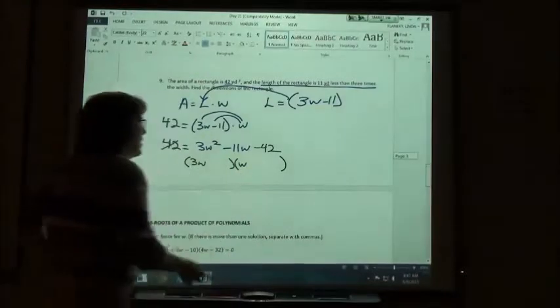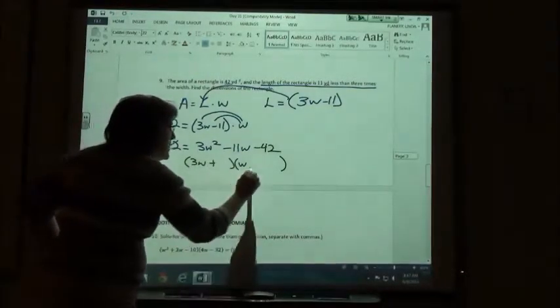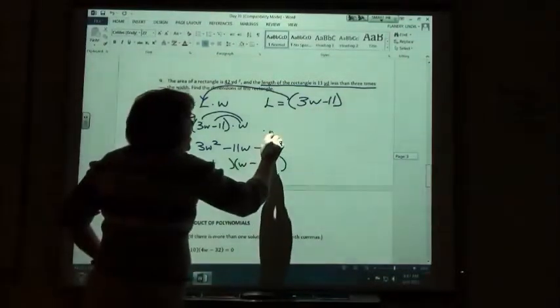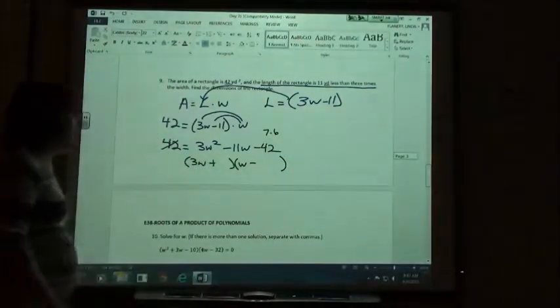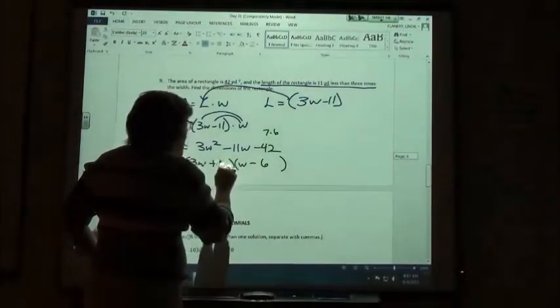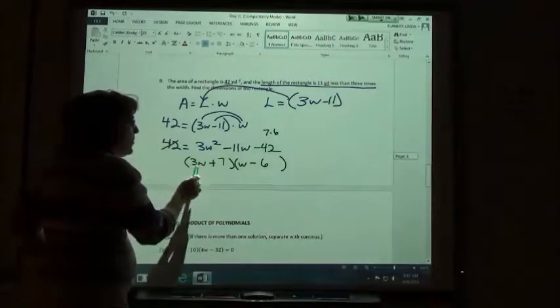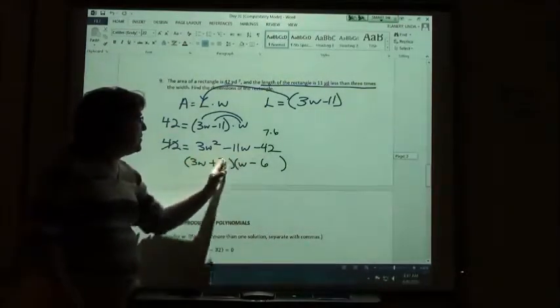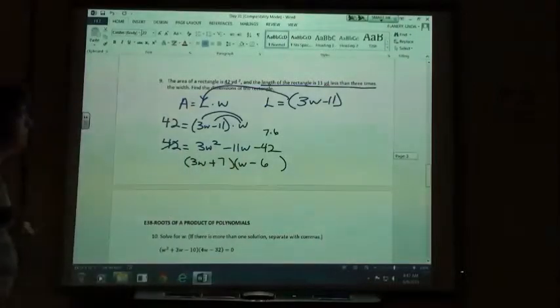3w and w. The end is negative, a plus and a minus. I may have to switch those. Factors of 42, probably 7 and 6. We'll try that pair. If I have to switch it, I will. If I put my 6 here and my 7 here, I'm going to get negative 18 plus 7. A negative 18 plus a 7 is negative 11.